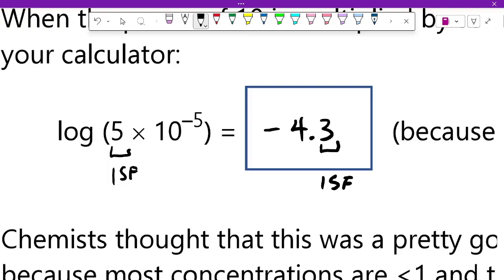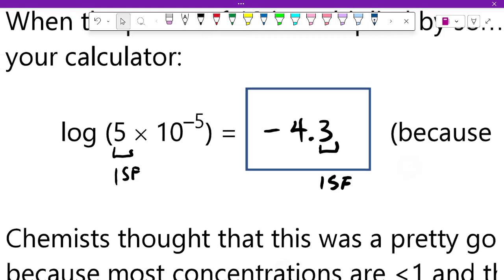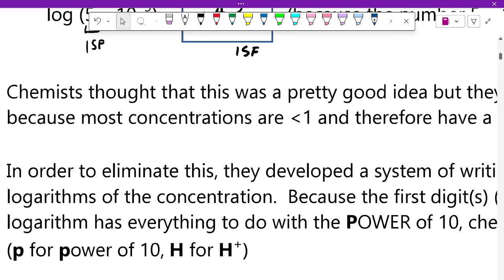Now, chemists thought, instead of writing all this 5 times 10 to the negative 5, let's make pH, and we'll just write it as a number. So we took the log, and they were like, this is a pretty good system. But then they thought, most of our concentrations are fractional, like 0.1 molar, 0.05 molar, so all of our exponents are going to be negative, so all our pHs are going to be negative. So let's change that to a positive value by taking the negative of the log.